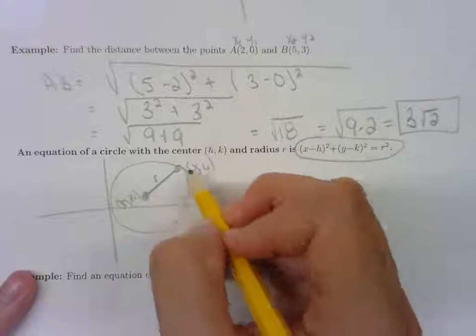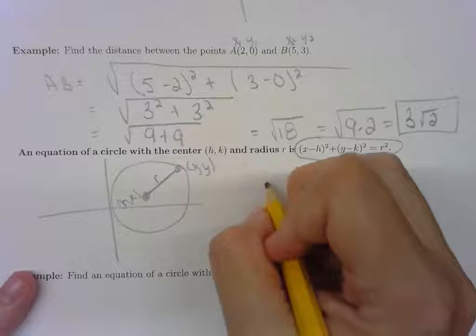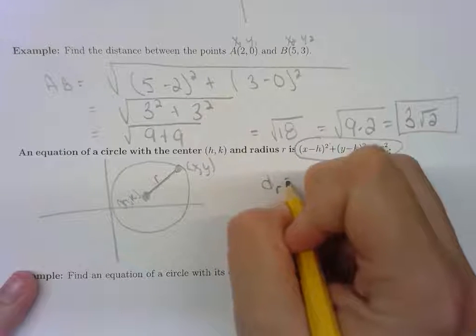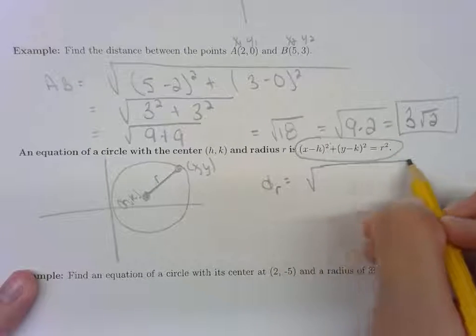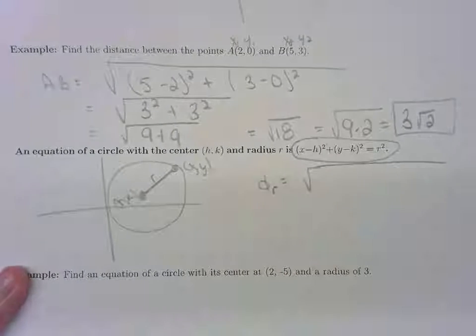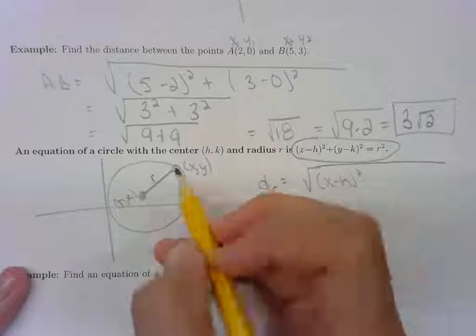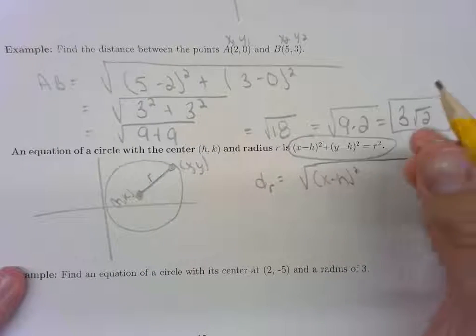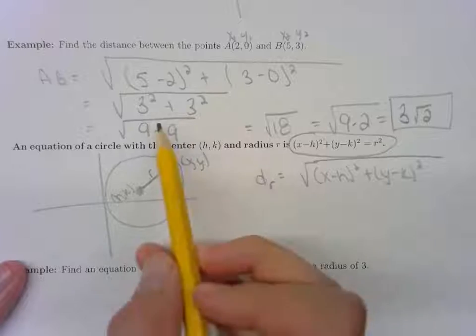Okay, we have r, and then I'm just choosing some random point (x, y). So the distance of the radius is going to be the square root of (x minus h) squared, since I'm going from this point to this point. That's going to be the distance of the radius, plus (y minus k) squared. Notice this is for any point.